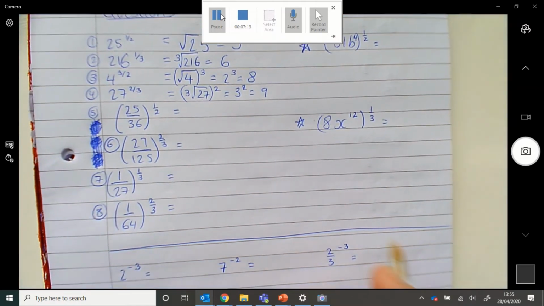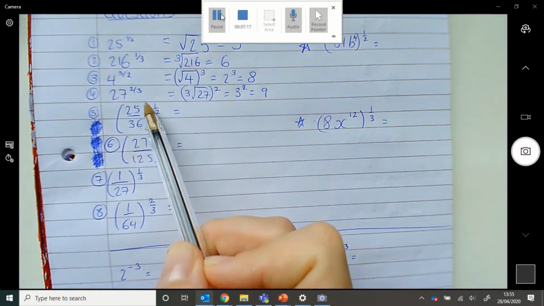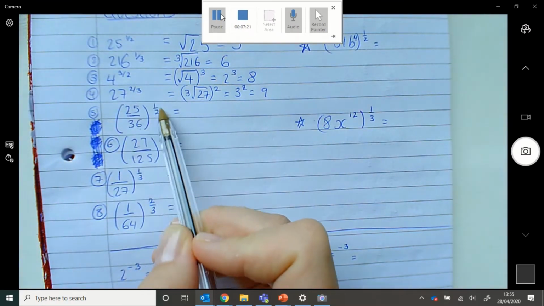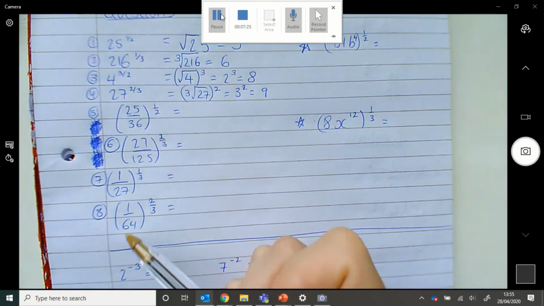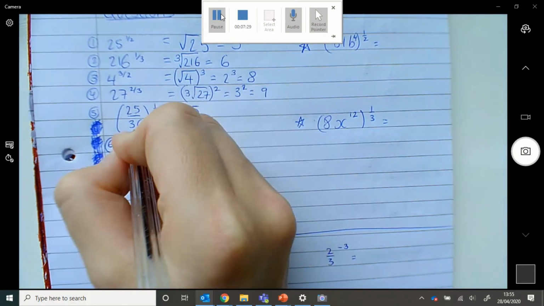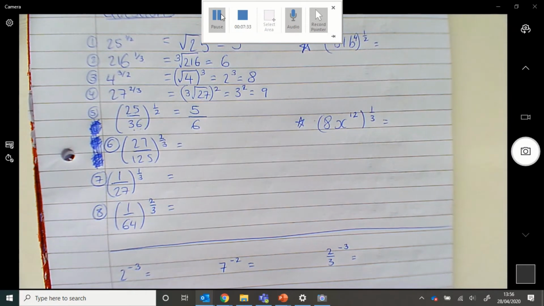Okay, now it looks a little bit more complicated because I have a fraction, but you can see there, as I mentioned before, I've got some brackets in there, and that just reminds me that that power affects everything there. So the denominator of a 2 means I need to square root everything, so I need to square root the 25, and I need to square root the 36, 5 over 6.